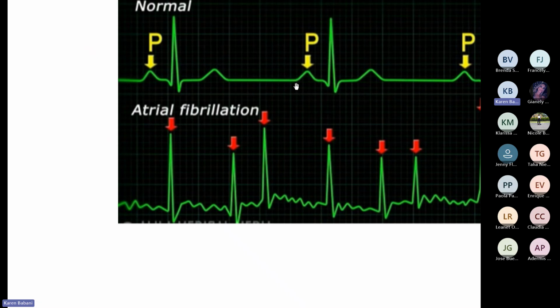The PR interval would be from the point where the P begins, all the way to right here where the Q begins. So this part is what we call the PR interval. Now, this PR interval is the time between the SA node and the AV node, and it should be between 0.12 to 0.20 seconds.